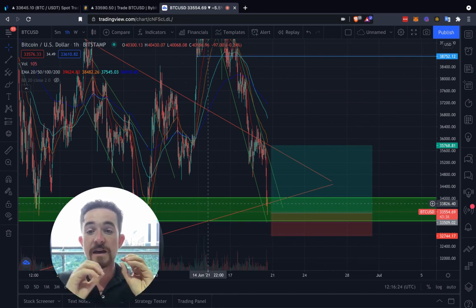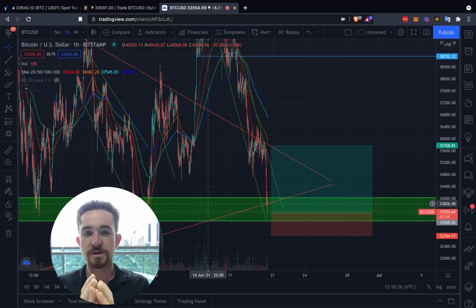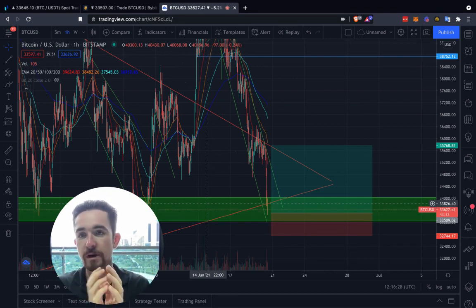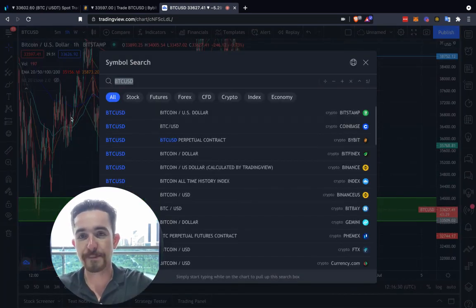But once you identify this, then you want to go to the exact exchange, right? So now that we've identified this, on ByBit, whatever your pair is, whether you like BTC USDT, whether you like the Coinbase chart, whatever it is, it doesn't matter.